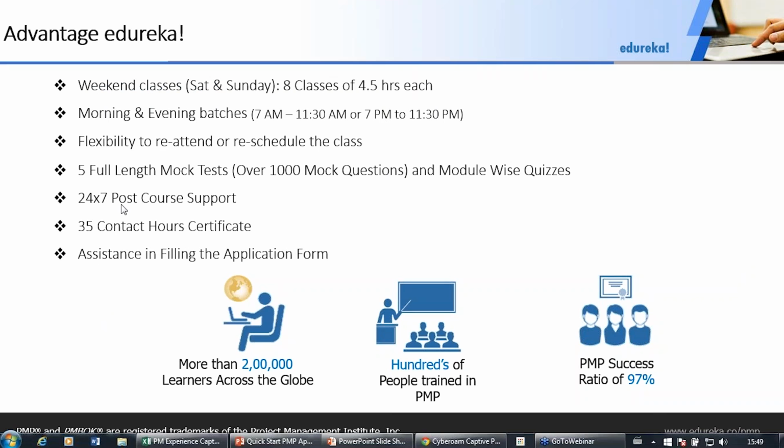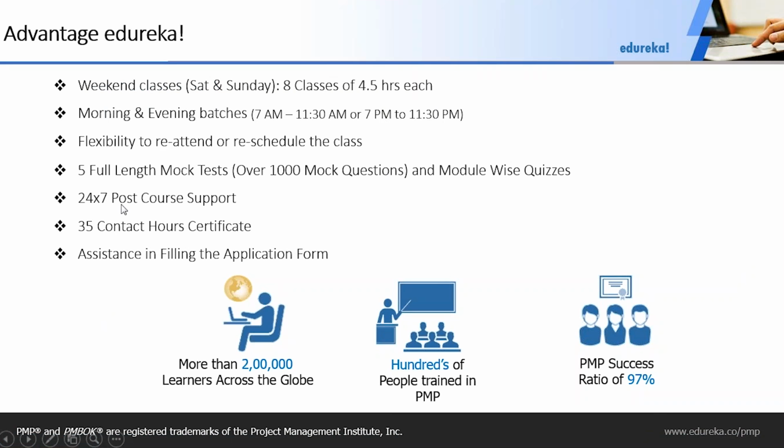The way the classes are structured, most of the time we have weekend classes, Saturday and Sunday, for 4.5 hours each day. Generally PMP classes are day-long sessions, which can be very taxing and tiring, and professionals may find it very difficult to pull out 4 full days from their busy work schedule. That's why we have these classes on the weekends, either in the morning or in the evening. In case you miss any class, you need not worry. You can re-attend the class, reschedule the class, or go to the recording as well.